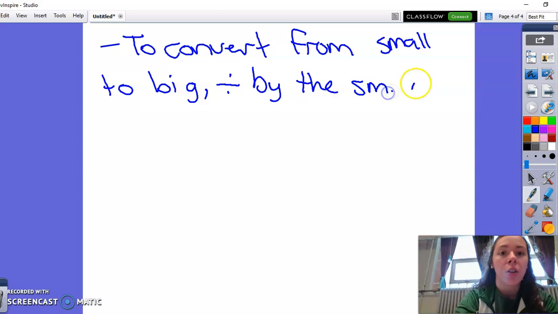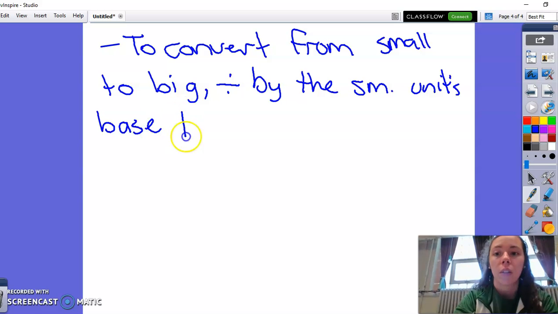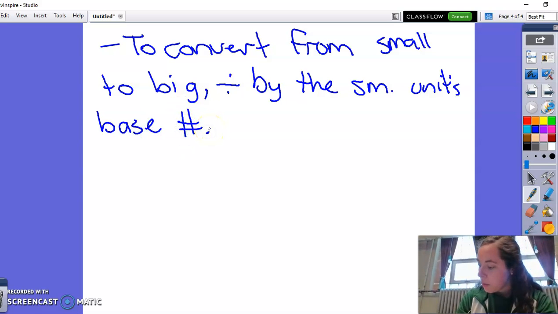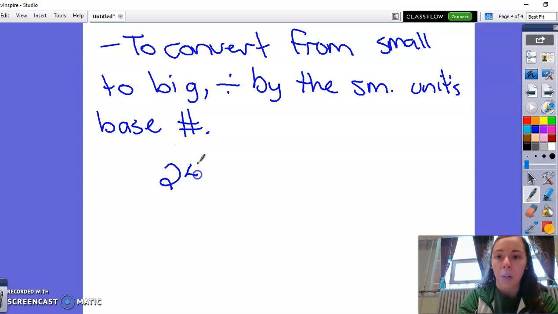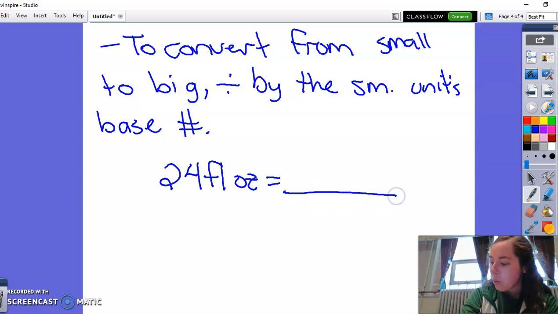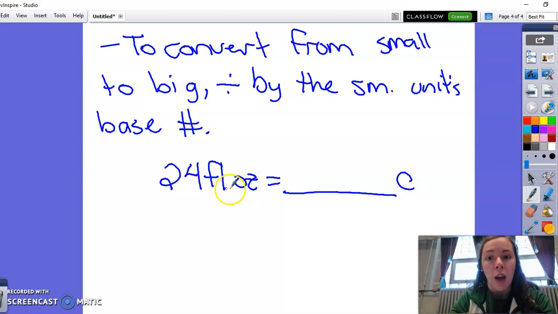by the smaller unit's base number. Here's an example. If I have 24 fluid ounces, and I want to know how many cups that is, I know fluid ounces is the smallest unit of capacity, so nothing smaller than that. If I start with fluid ounces, that means automatically I'm going to be dividing because the next unit up is going to be bigger. So we need a smaller number here because lots of littles makes one big.